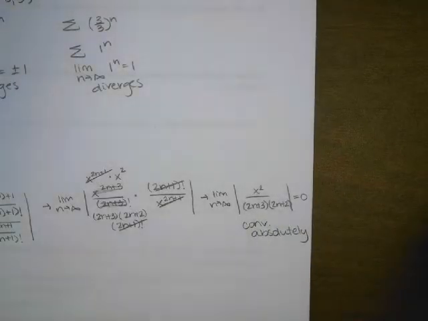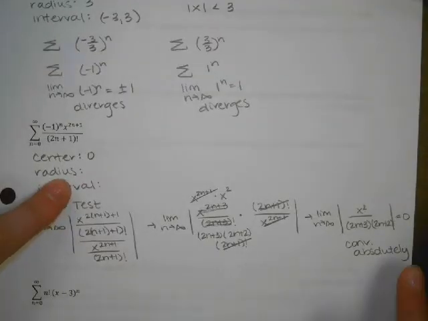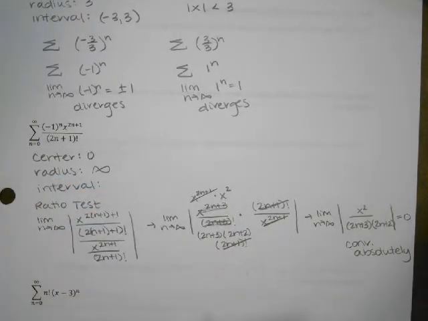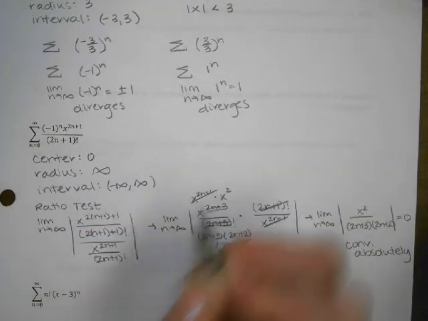And so when I go back then, that means that the radius of convergence would be infinity because all of the x's would work no matter what they are. And so the interval is from negative infinity to positive infinity.